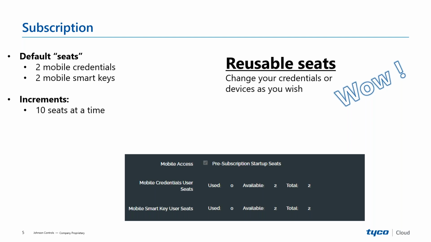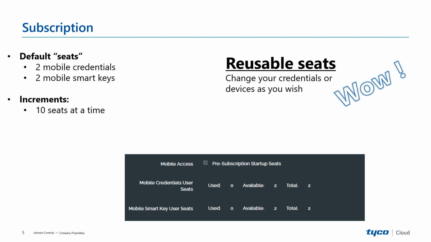And then one of the really cool parts, I'm going to show you guys in a few minutes, there are increments. You can add more seats in packs of 10. So if you have 20 employees, you don't have to buy 100 seats. You simply buy 20 seats of whatever you need, and you're done.